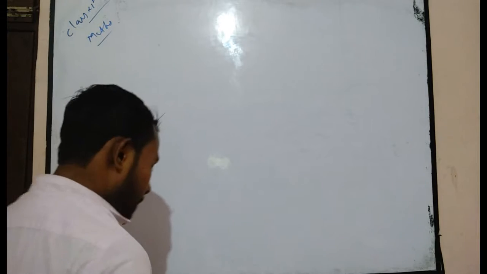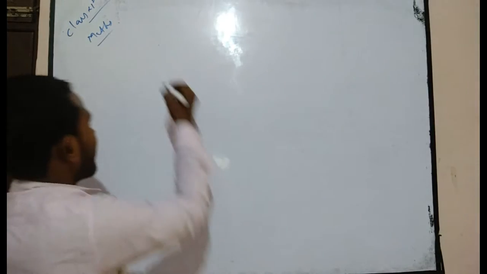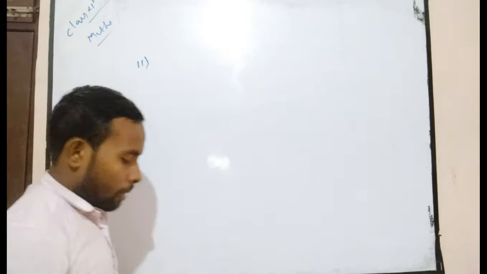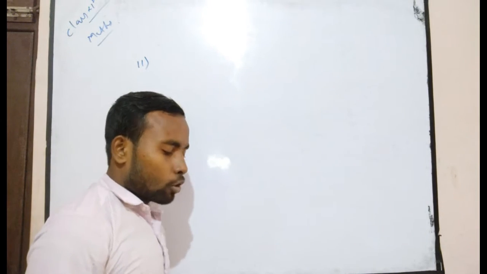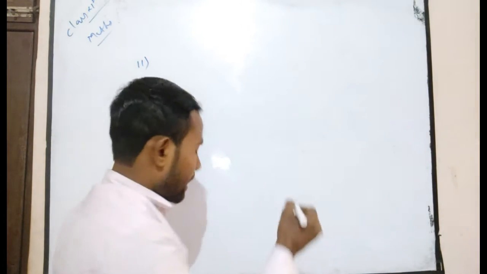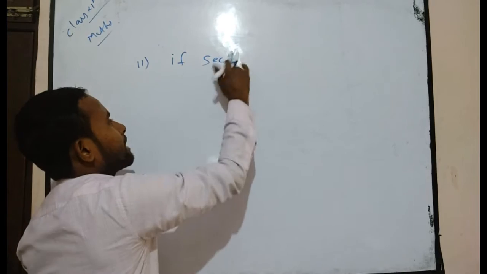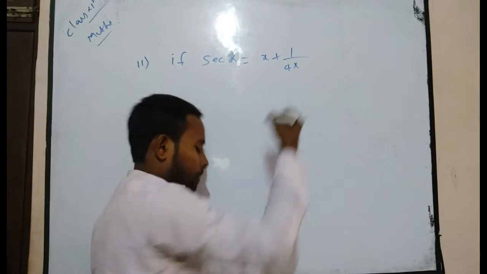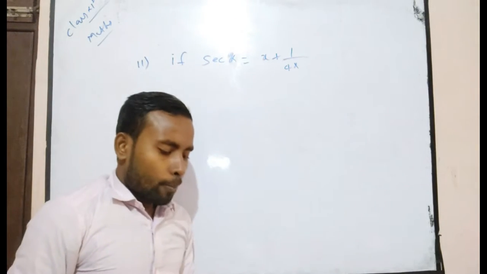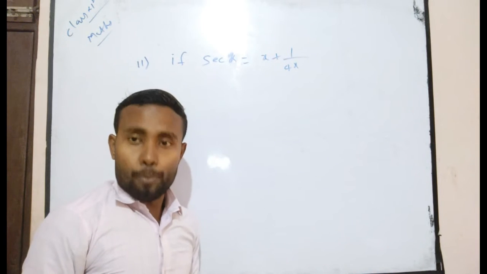In the next problem, it is given that in the second, that means 11th problem, if sec alpha is equal to x plus 1 upon 4x, then prove that sec alpha plus tan alpha is equal to 2x or 1 upon 2x.